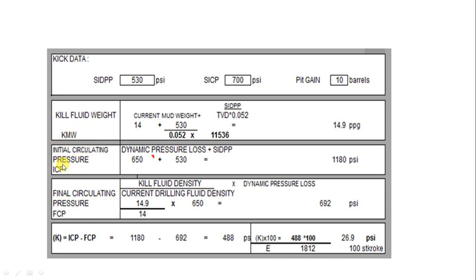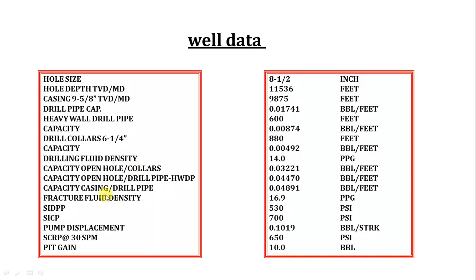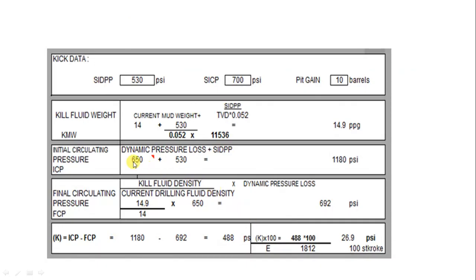What is the ICP or initial circulating pressure? Initial circulating pressure means the dynamic pressure losses at the kill rate, which means 650. As I told you here, this is 30 and this is 650. Okay, 650 plus the shut-in drill pipe pressure. So the initial circulating pressure will be 1180 psi.